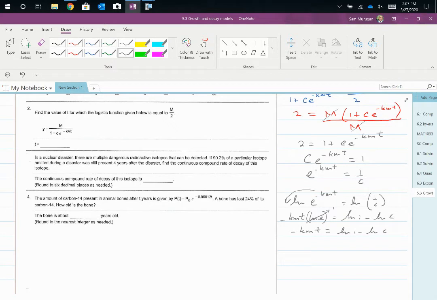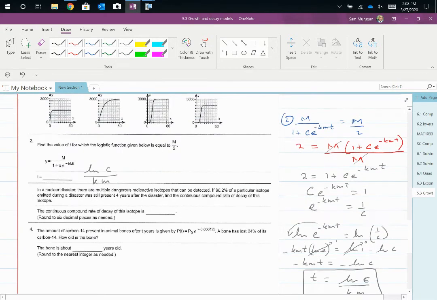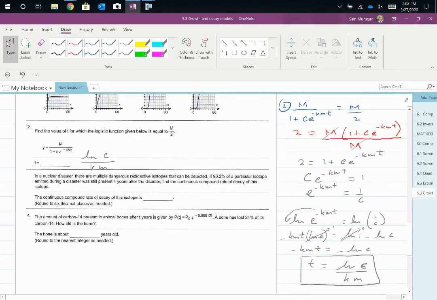Now, I forgot to mention that ln 1 is equal to 0. We don't need that in there. So this is minus ln c. So t is equal to ln c over kM. A bit of calculation to get that, but you can figure it out.